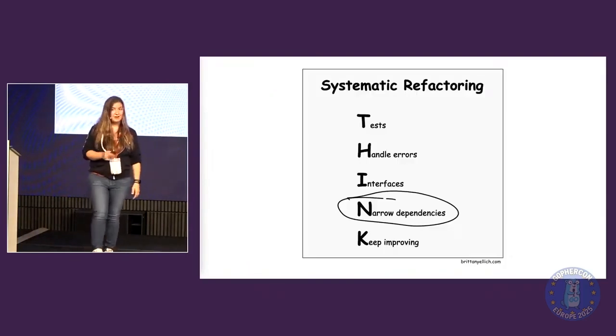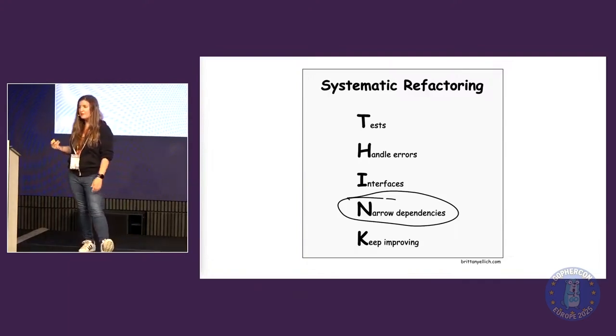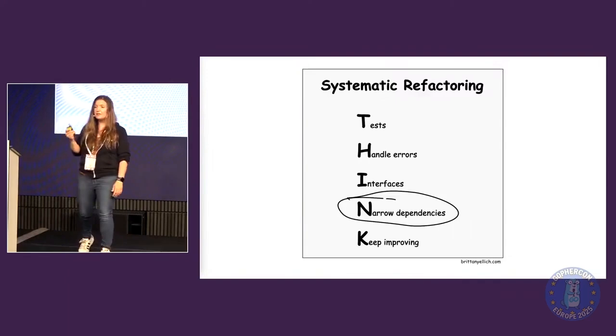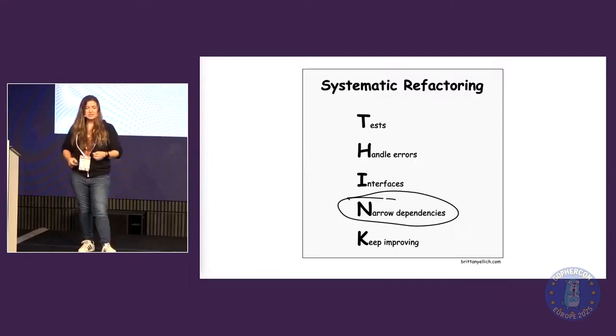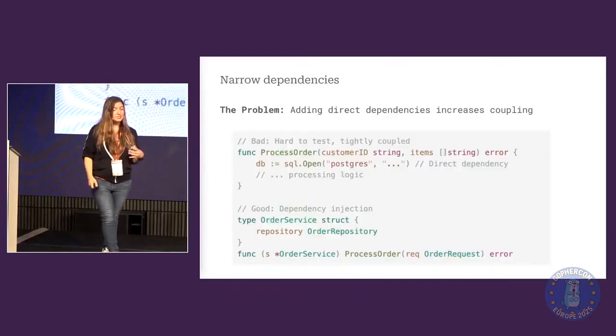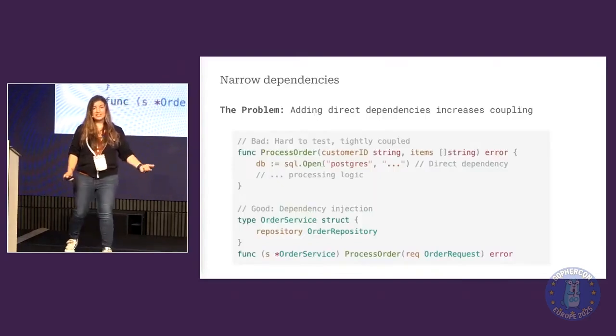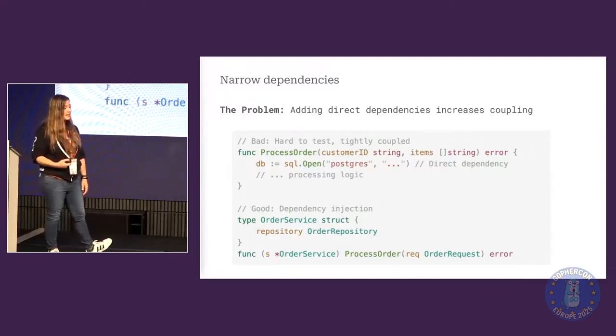Next, narrowing dependencies. I think one thing that's really common in Go is agreeing that it's better to have a little bit of copying and pasting instead of creating an abstraction when it's not necessary. So in general, you don't want to have a ton of dependencies. So here's one example. Adding direct dependencies, which can increase coupling.